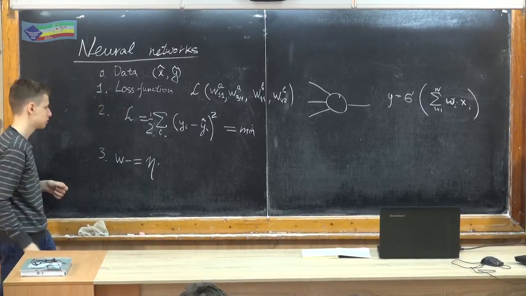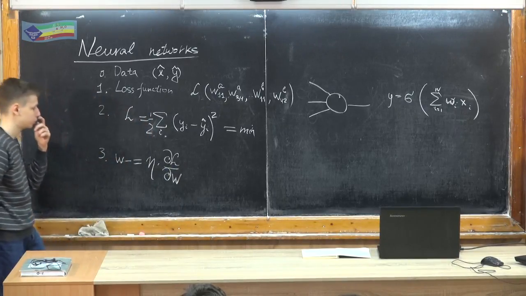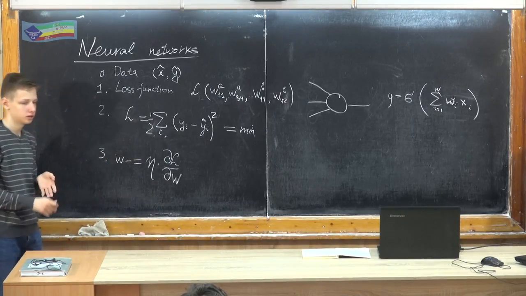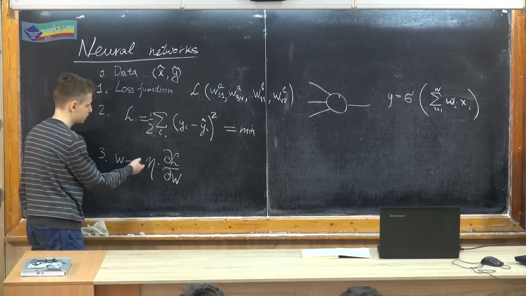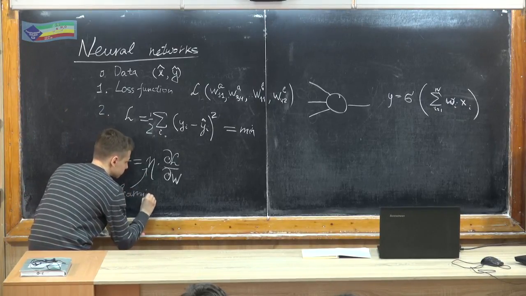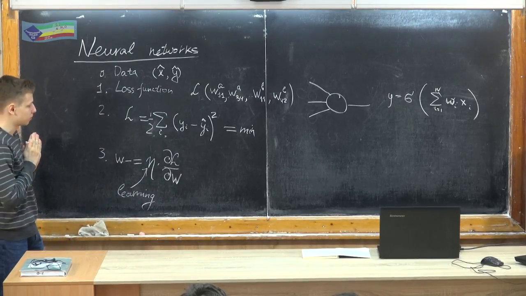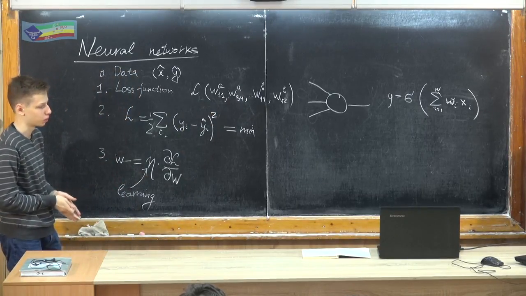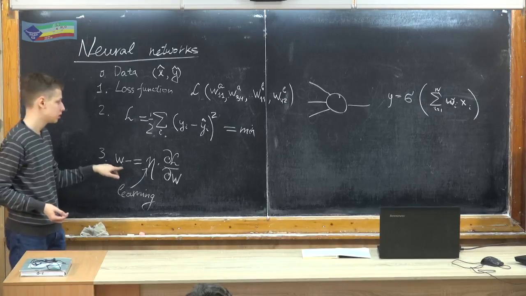Some number eta multiplied by the partial derivative of the loss function with respect to this weight. And this is basically the whole description of vanilla gradient descent. This eta is called the learning rate, you can remember. Basically it says that we are moving parameters in such a way that the loss function is decreasing the most. And that's how we will update all these weights iteratively.